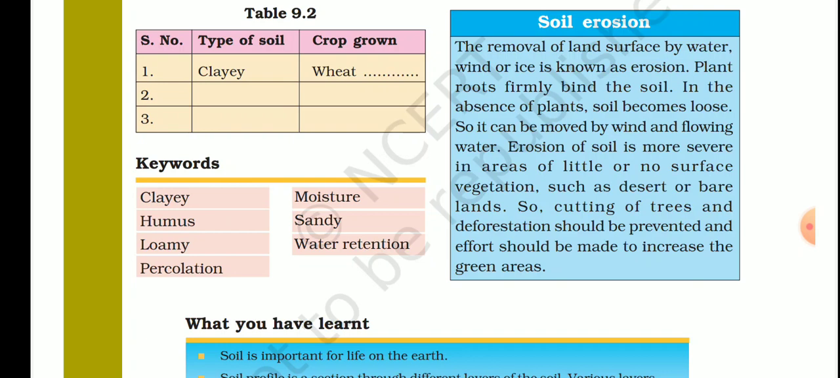Now the keywords of this chapter: clay, humus, loamy, percolation, moisture, sandy, and water retention. We have discussed all of this. Water retention means how much water can be retained or held by the soil. Moisture, we have discussed already, is the amount of water vapor present in the air. Okay, now let's move on to what you have learned.